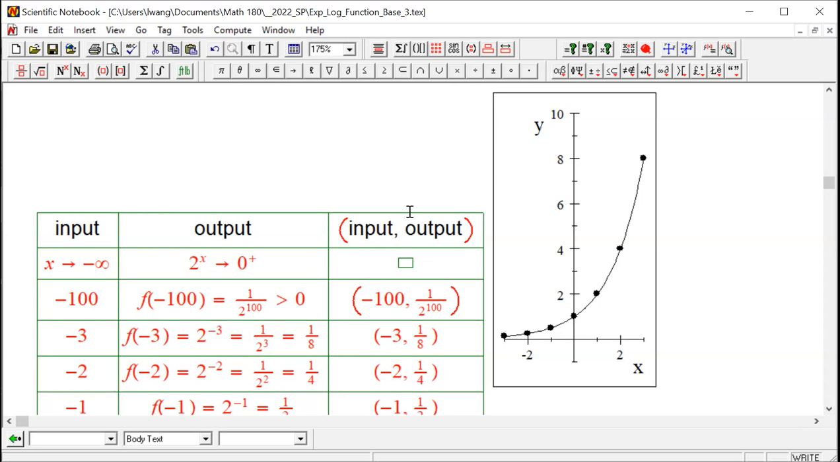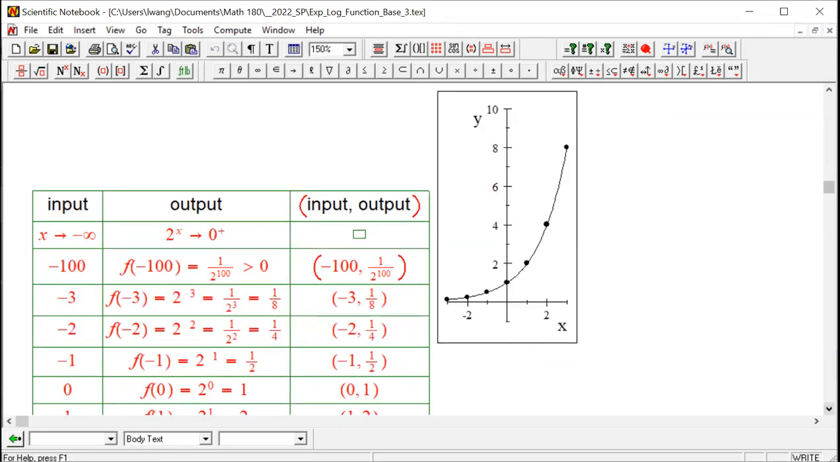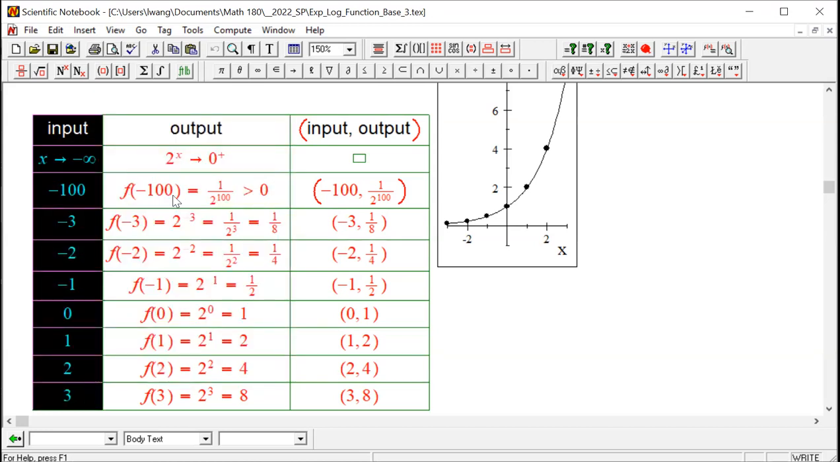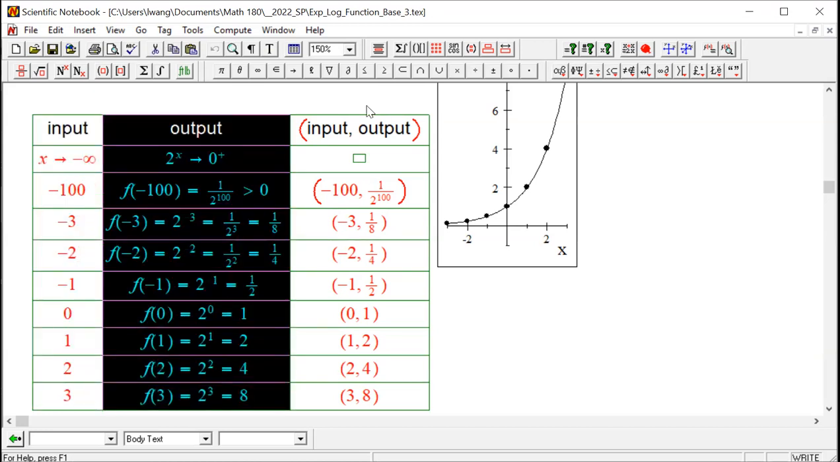What is going to happen? Okay, so what I like to do as a comparison study, I'm going to put this table, and I'm going to show you how you're going to graph 3 to the power x. So that's the input for 2 to the power x, and these are the outputs. And these are inputs and outputs together, right?